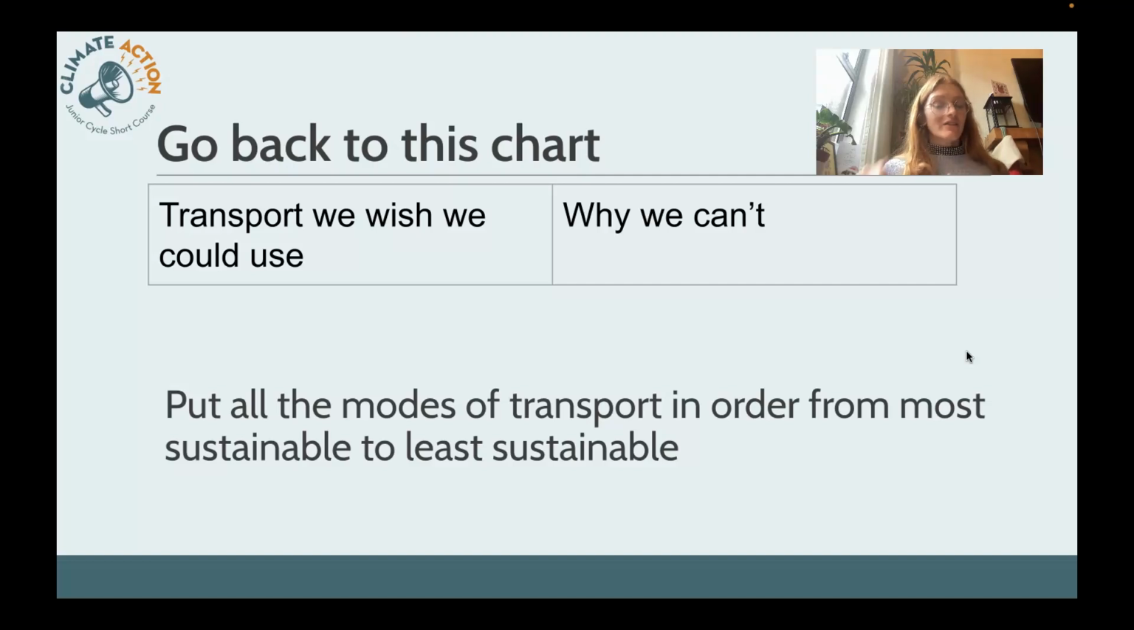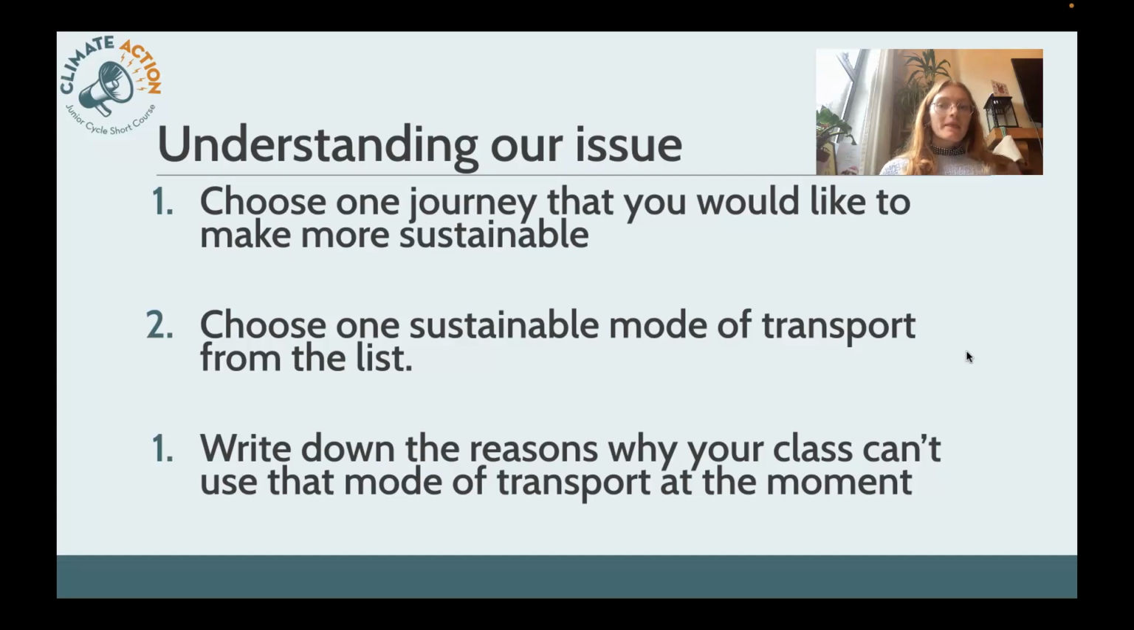So you'll find some information and again, see what they think first, and then ask them to go and research and see, are they right? Why do they think some are most sustainable or least sustainable? Don't just do the research immediately. Get them to try and figure it out themselves first. Then ideally they'll do this in small groups. So they'll choose one group one journey that they'd like to make more sustainable. Then they'll choose one sustainable mode of transport from the list. And then from the list of reasons why students can't use that mode of transport, they'll write those down. So they'll have the journey they want to focus on, the mode of transport they want to focus on, and the reason it's hard currently to use that mode of transport.